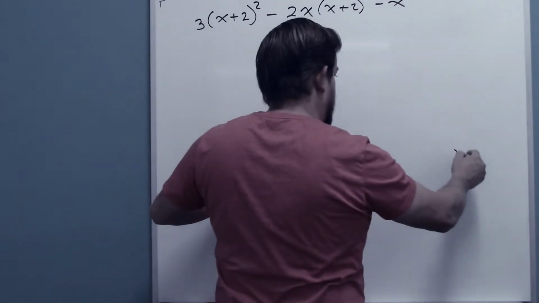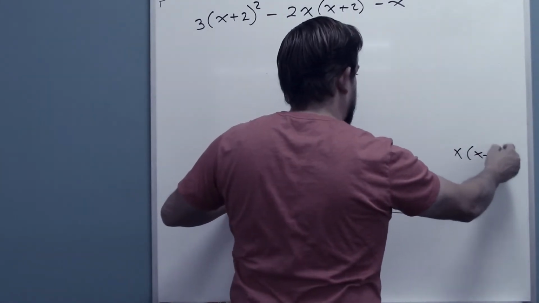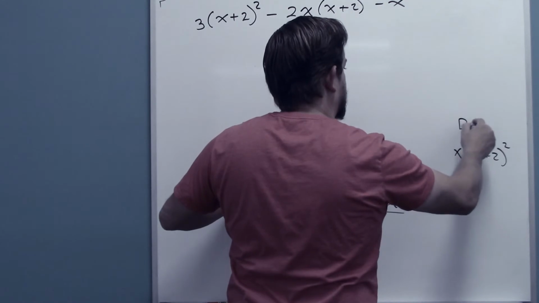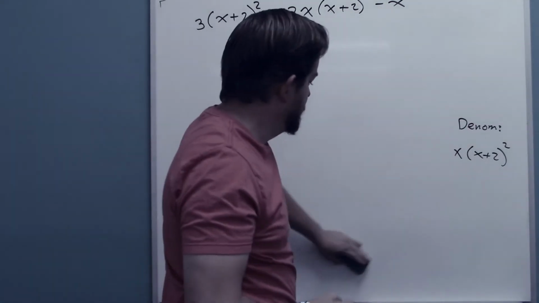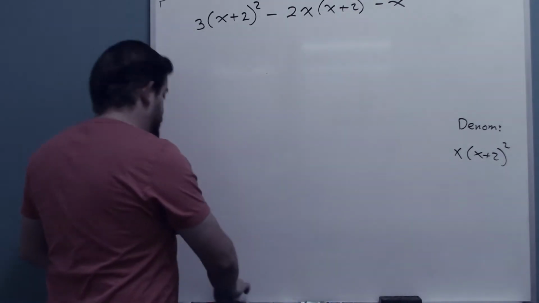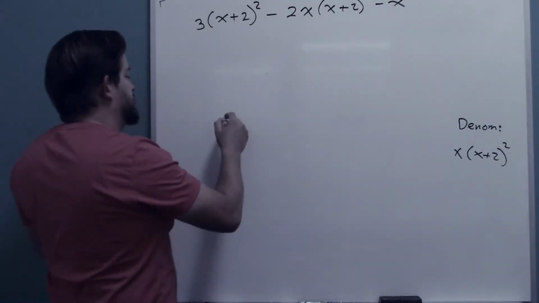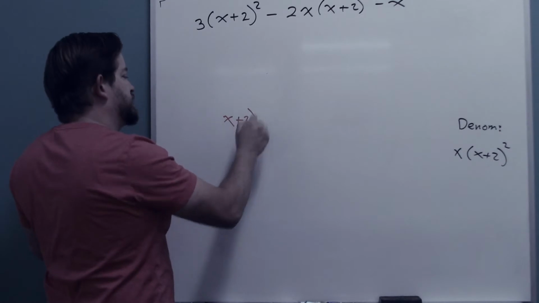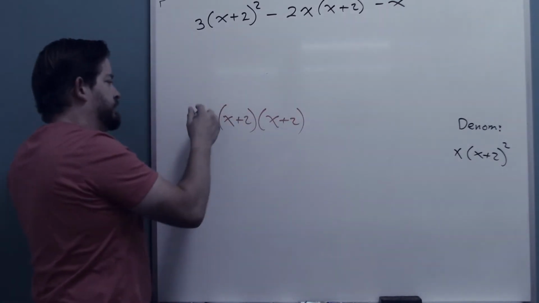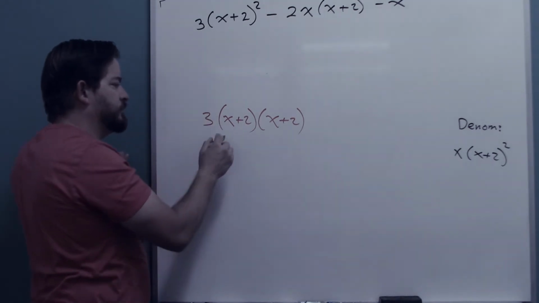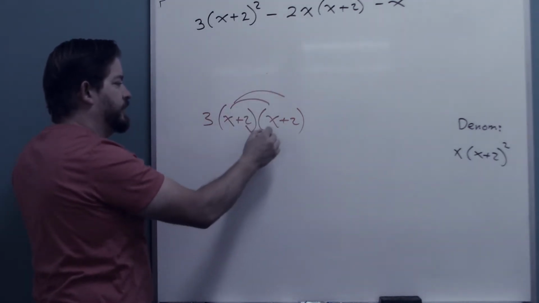I know my denominator is x times (x plus 2) squared. Let's not forget that. But let's get this out of my way. So I want to play with this. I want (x plus 2) squared, but (x plus 2) squared is (x plus 2) times (x plus 2), right? And I'll still have this 3 out here, but I'm really just going to FOIL these two together for now.